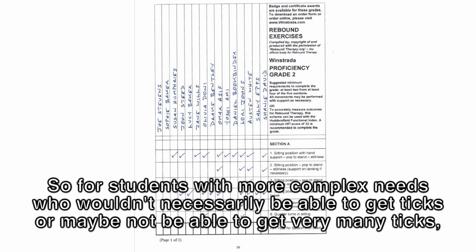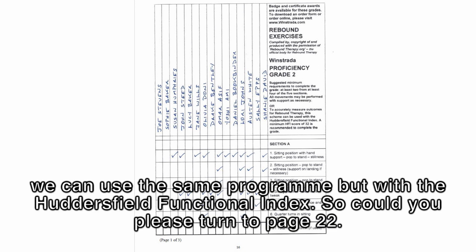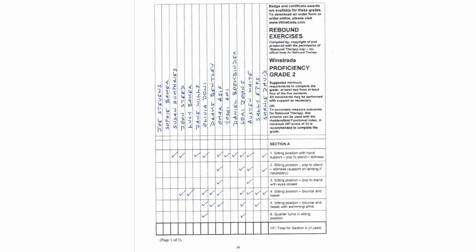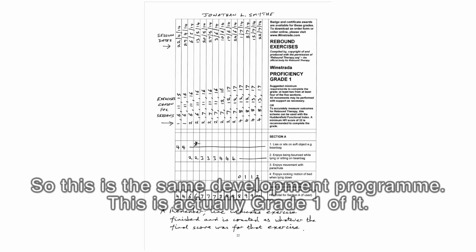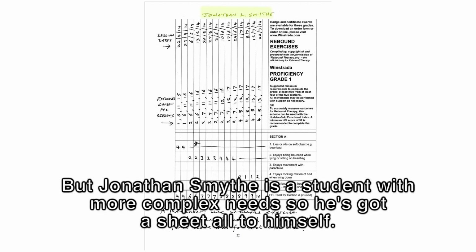So for students with more complex needs who wouldn't necessarily be able to get ticks, or maybe not be able to get very many ticks, we can use the same programme, but with the Huddersfield Functional Index. So could you please turn to page 22. So this is the same development programme. This is actually grade 1 of it. But Jonathan Smythe is a student with more complex needs, so he's got a sheet all to himself.